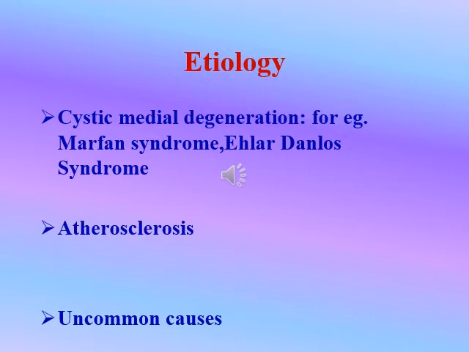What causes thoracic aortic aneurysms? On the top of the list would be atherosclerosis, which is the commonest, followed by cystic medial degeneration, which affects a particular group of people, patients with Marfan syndrome, Ehlers-Danlos syndrome, and many other connective tissue disorders. And this happens through a cystic medial degeneration, and we'll show a slide showing how the mechanism happens. Uncommon causes include infections such as syphilis or TB, and aortitis. All these are also uncommon causes of thoracic aortic aneurysms.